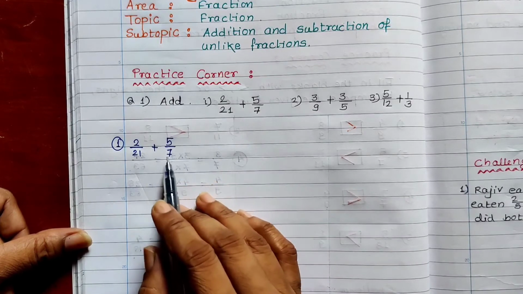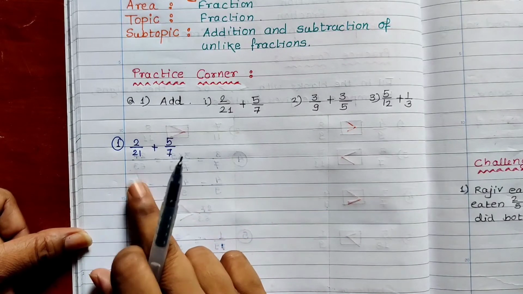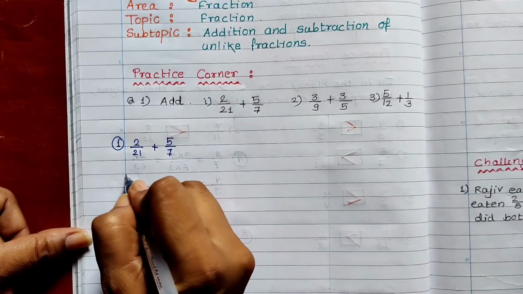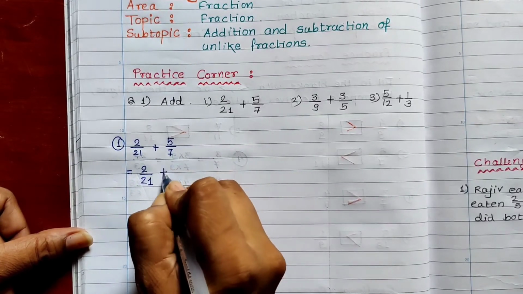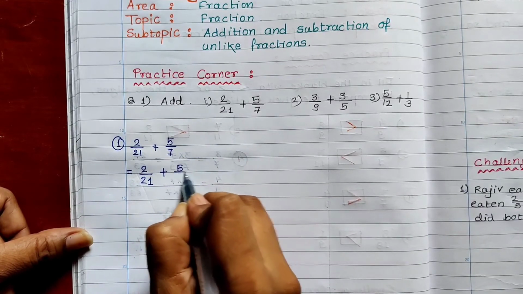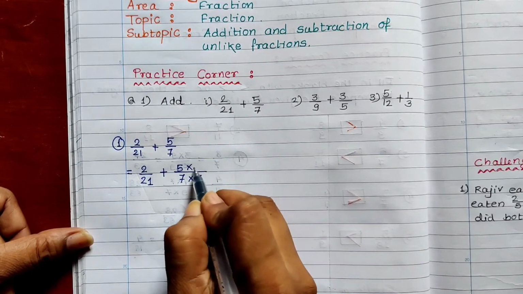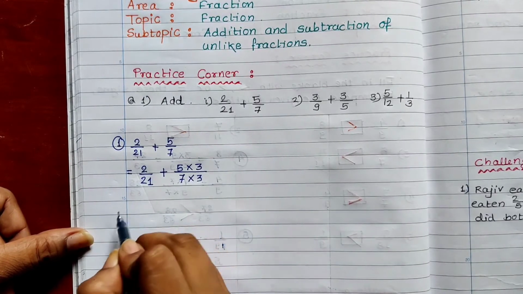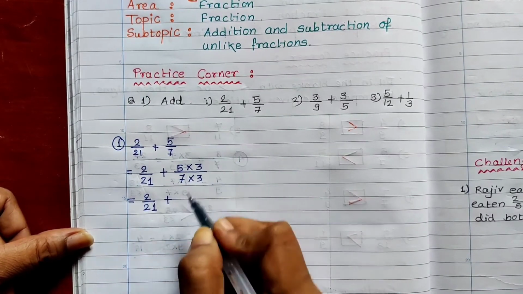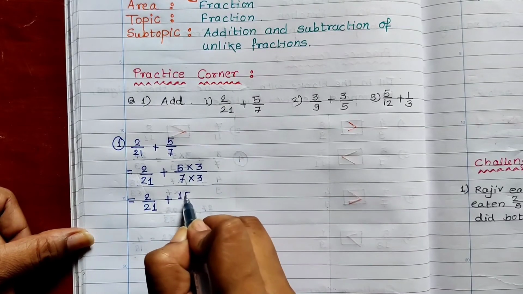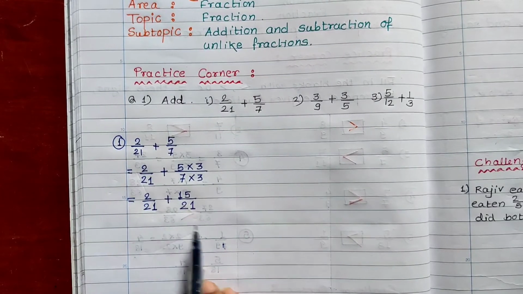As we can make the denominator of the second fraction 21, we don't need to make any changes in the first fraction. First fraction we can write as it is, 2 upon 21. Plus sign as it is. While writing the second fraction, we will multiply by 3. As we multiply 7 by 3, we multiply 5 also by 3. Again first fraction as it is, 2 upon 21 plus. Now multiply here, 5 3s are 15 and 7 3s are 21. Now as you can see, both these fractions are like fractions.